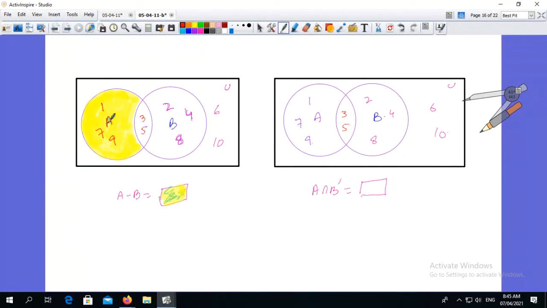1, 7 and 9. This is shaded. Now we have to color A intersection B complement. If we see the same result 1, 7, 9, so we shade here 1, 7, 9.